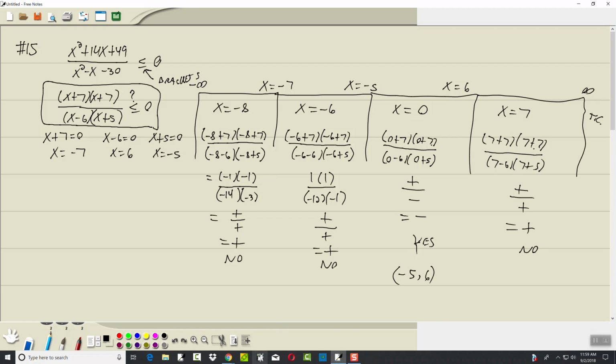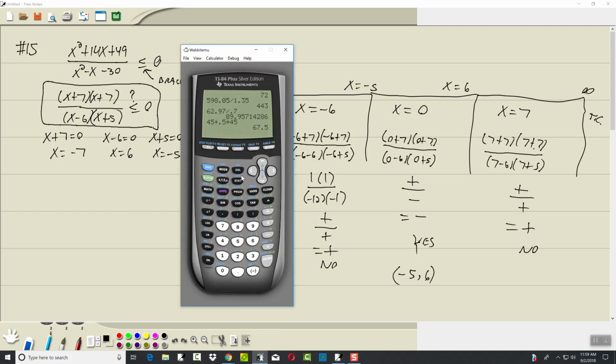Now in the calculator, if you got TI-83, TI-84, if you go to y equals, clear, and you plug in this fraction, put in parentheses around the top, parentheses around the bottom. I'm going to have x squared plus 14x plus 49, closing parentheses, divided by beginning parentheses, x squared minus x minus 30, and then graph.